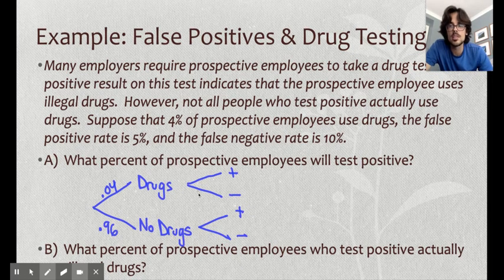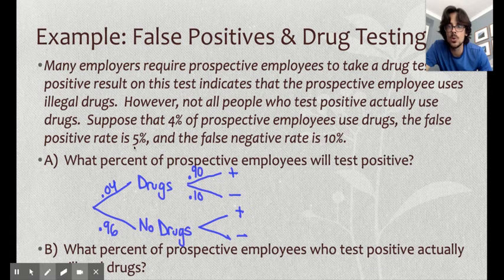If you do drugs and the test comes back positive, that's not a false anything. That's the test making the right call. But if you do drugs and the test comes back negative, think about what that would be. Is that a false positive or a false negative? It is a false negative. So there's a 10% chance that if you do drugs, the test isn't going to catch you. That means there's a 90% chance it will correctly catch you.